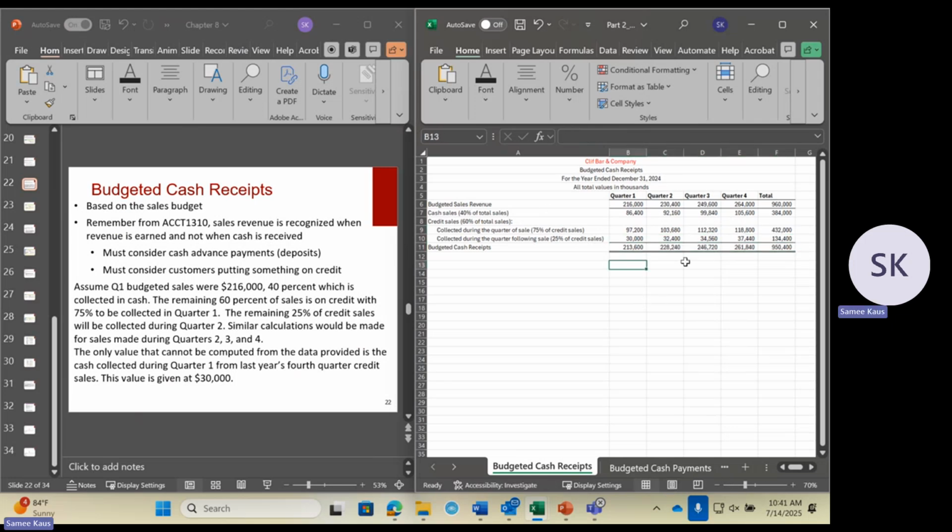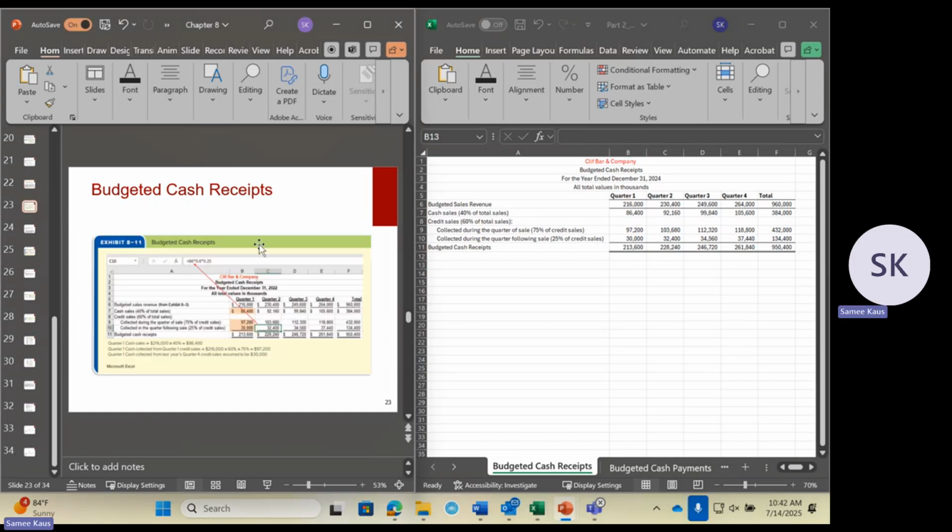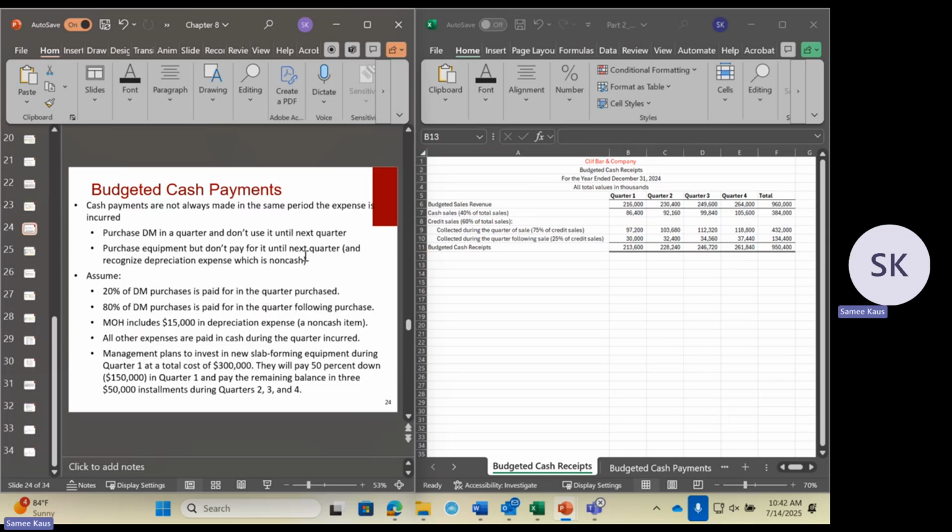Okay, so budgeted cash receipts is important because it is a component of our total cash budget. So here's an example, a screenshot of what we have just worked through. And now we're going to move on to our budgeted cash payments.